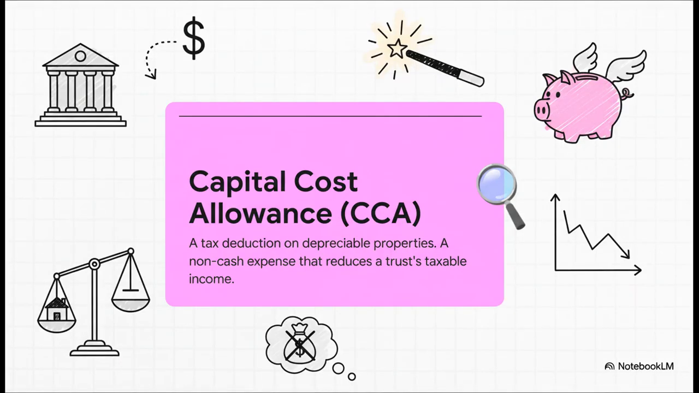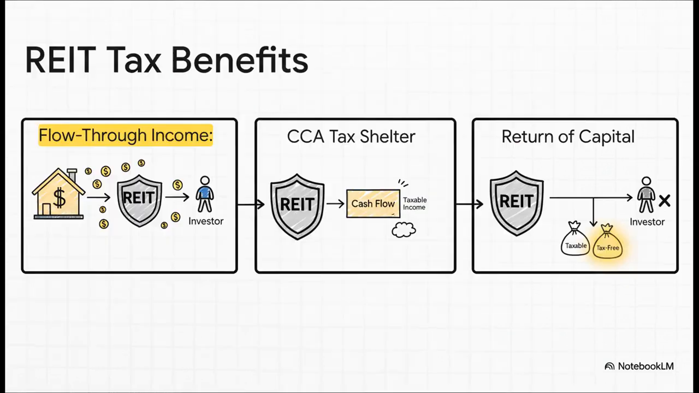So what's the secret sauce for REITs? Well, a lot of their tax efficiency comes down to a concept called capital cost allowance, or CCA. Basically, this is a tax deduction for the wear and tear or depreciation of their assets, in this case, their buildings. The magic here is that it's a non-cash expense. It reduces the REIT's taxable income without actually reducing the amount of cash it has on hand to pay out to investors.